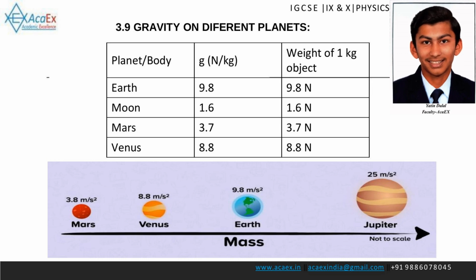Gravity on different planets. This table shows the weight of a 1 kilogram object on different celestial bodies. On Earth, where g is 9.8 N/kg, the weight is 9.8 N. On the Moon, where g is 1.6 N/kg, the weight is 1.6 N. On Mars, where g is 3.7 N/kg, the weight is 3.7 N. On Venus, where g is 8.8 N/kg, the weight is 8.8 N.